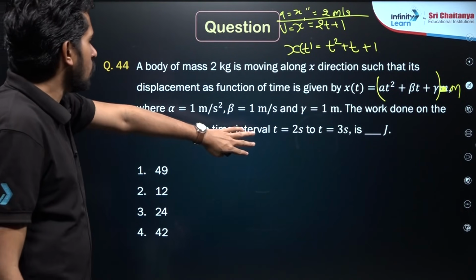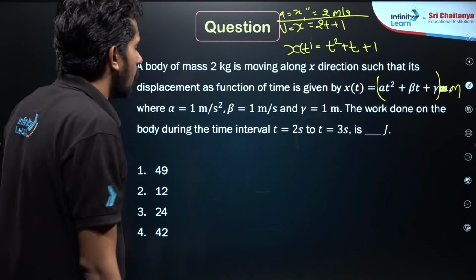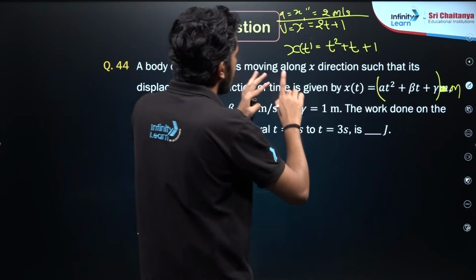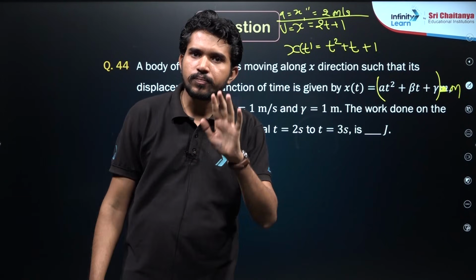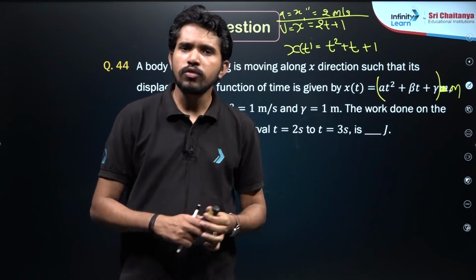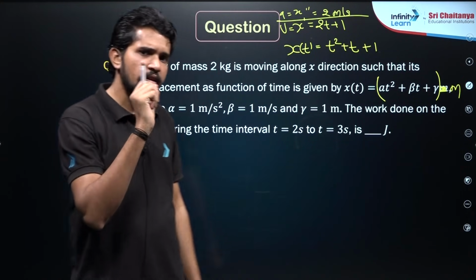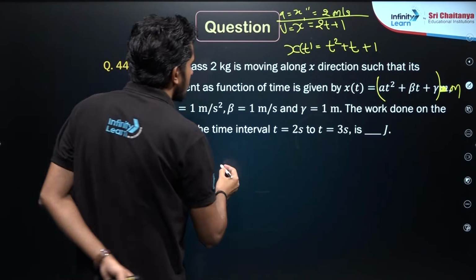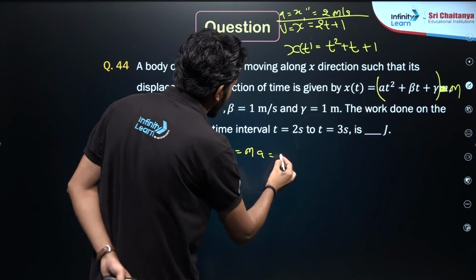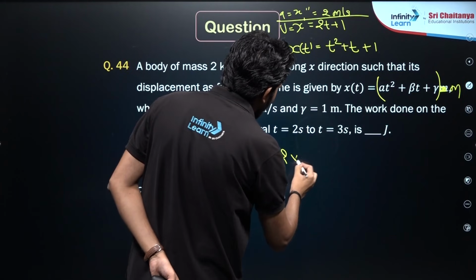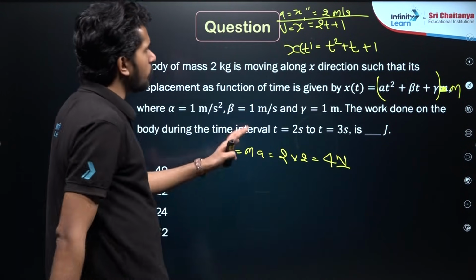During the time interval 2 second to 3 second, the work done on the force. Now simple, acceleration is constant. There is no involvement of integration. Why? Because force is same. Every time force is same, that means what? Acceleration is constant. Let's write force. Force is mass times acceleration. Mass is 2 kilograms. Acceleration is 2 meter per second squared. Force is 4 Newton. Now we need displacement.